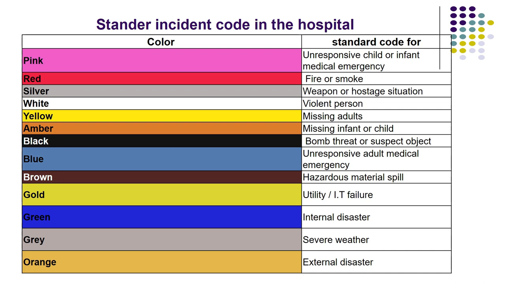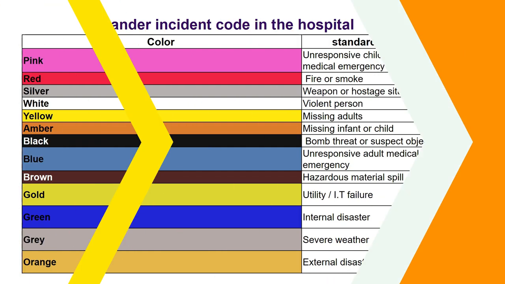Orange, external disaster. These are the codes designed to pass information, and not everybody will understand them. Only the hospital staff and the security staff will know this. If anybody tells you there is a silver, it means you have to take note that there is a weapon or hostage situation in a particular location.